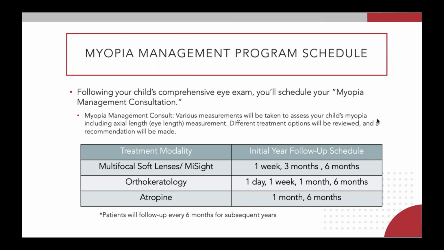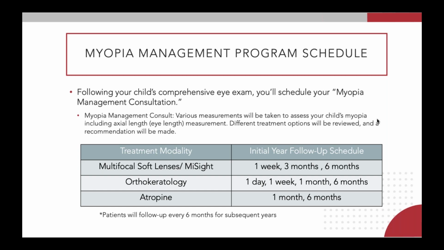So, myopia management program schedule. Following your child's comprehensive eye exam, you would schedule your myopia management consultation if your child did end up becoming myopic. At that consultation, we'll take various measurements. We'll assess your child's level of myopia. We'll measure the eye length, that axial length. We'll go over all the different treatment options that we just reviewed here, and then a recommendation would be made.